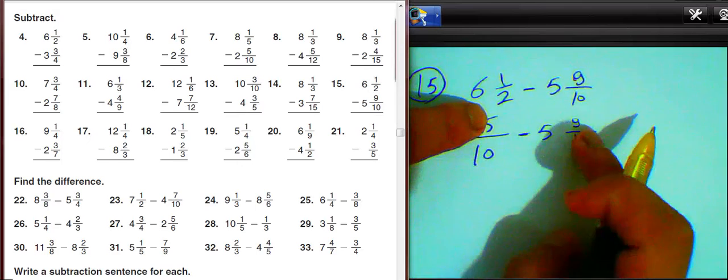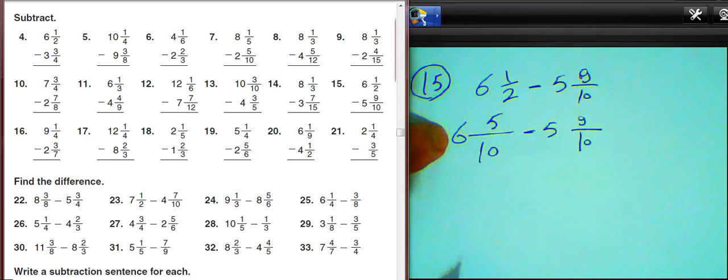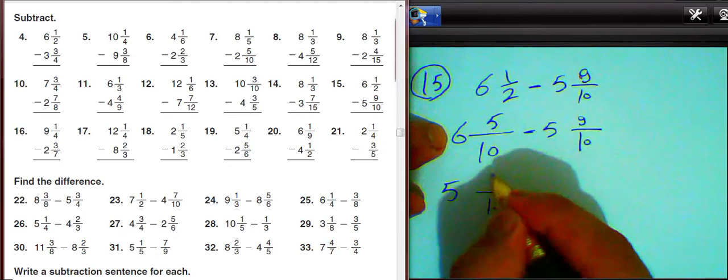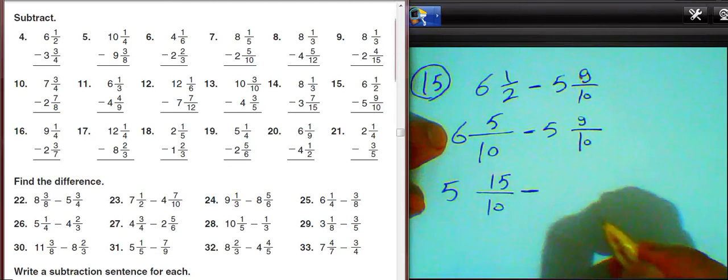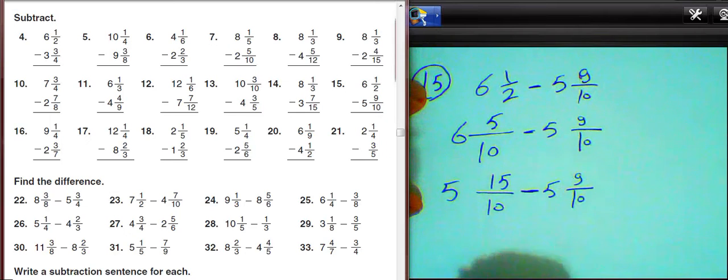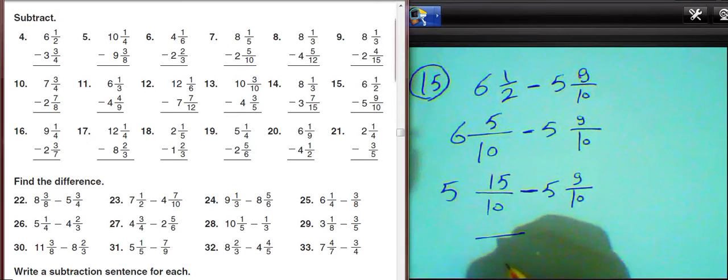5 subtract 9, we can't do it, so we must borrow 1 from 6, will be 5, and write 10 here. 10 plus 5 equals 15. Subtract 5 and 9 over 10. 5 minus 5 equals 0, so we haven't any whole number here.